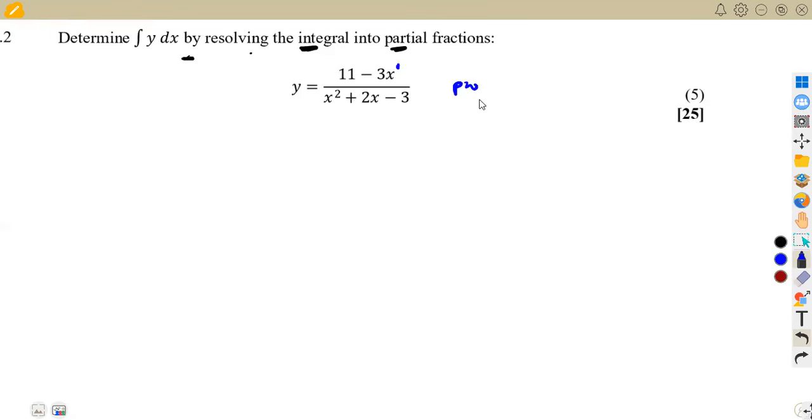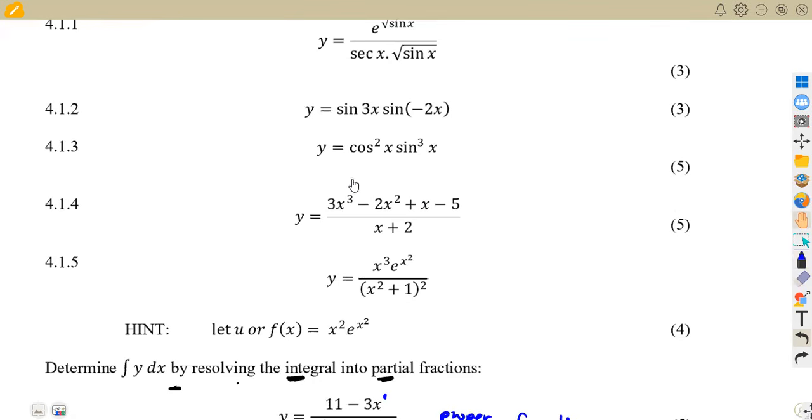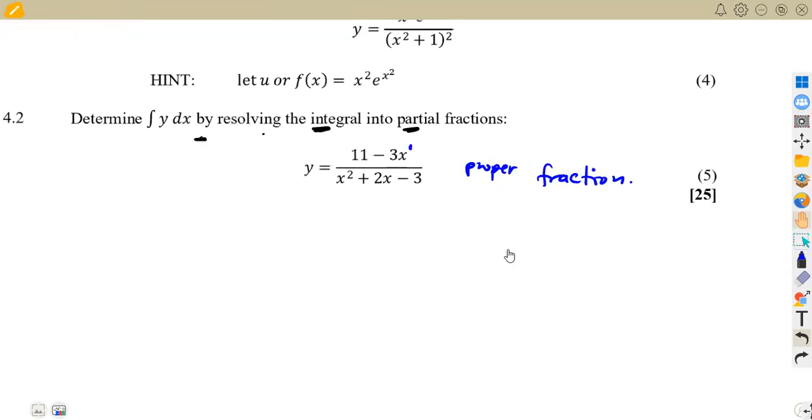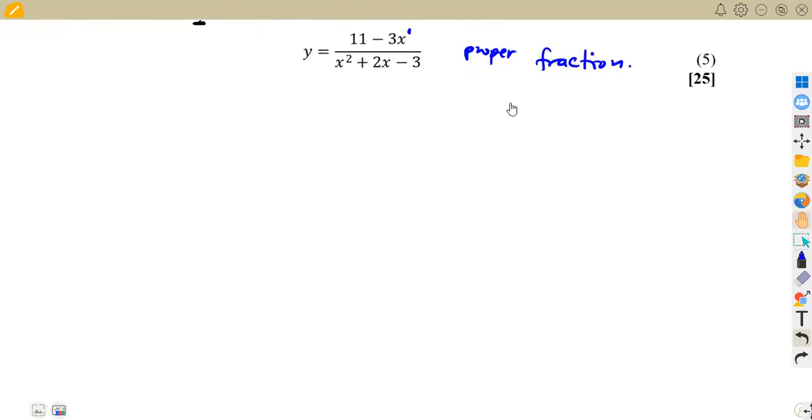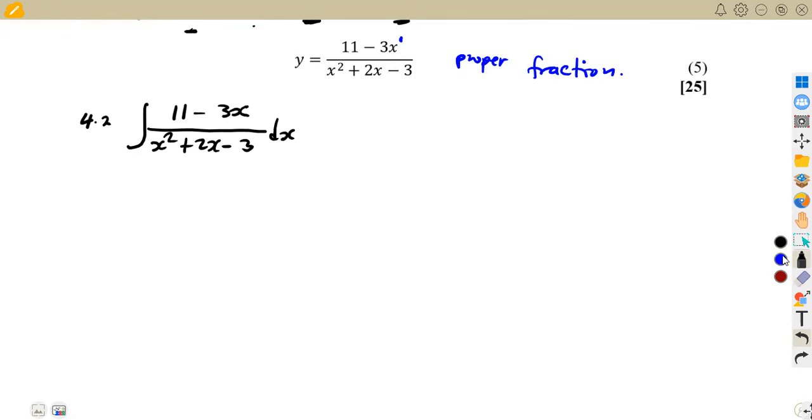So this is referred to as a proper fraction, not improper like what we saw before, where we had an improper fraction here, where the highest exponent was on the numerator. There you apply long division. But in this case, you express it by parts because it's a proper fraction. So you have to make sure that your denominator can be factorized in this case. So we are given the integral of 11 minus 3x, everything over x squared plus 2x minus 3 with respect to x.